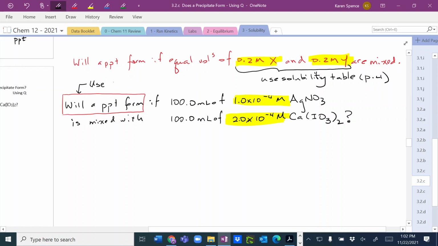We're going to use our Q value, okay? Because it will tell you if your ion concentrations are too high, in which case a precipitate will form, or are they too low, in which case a precipitate will not form.